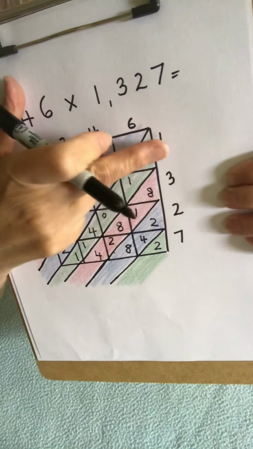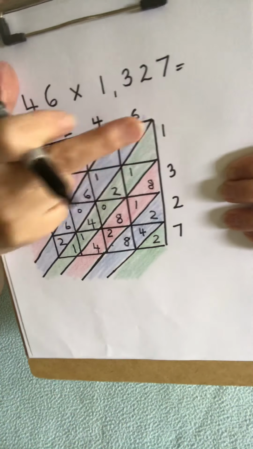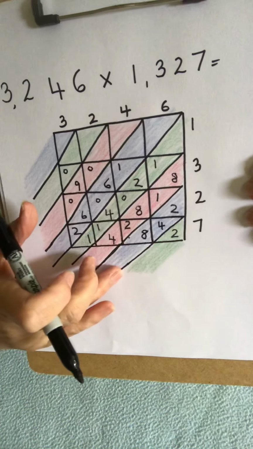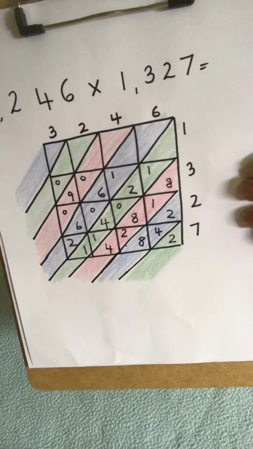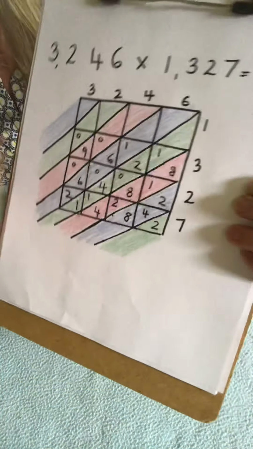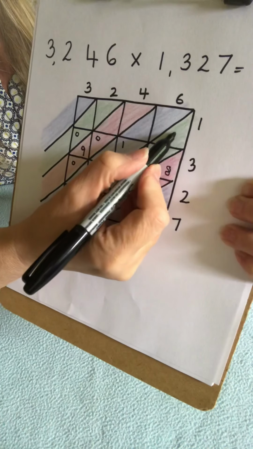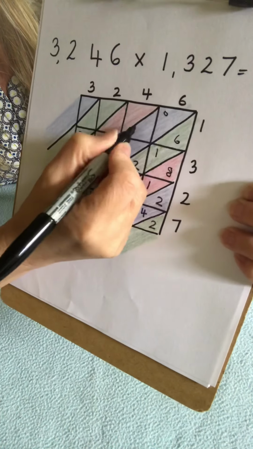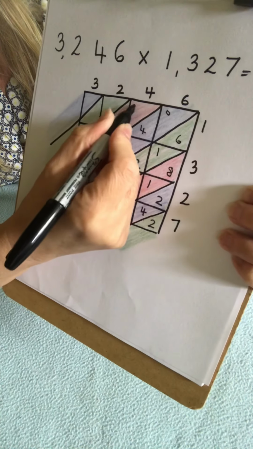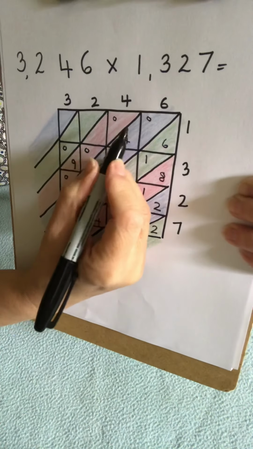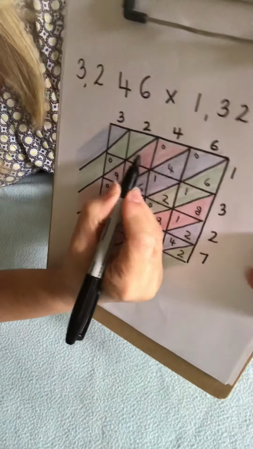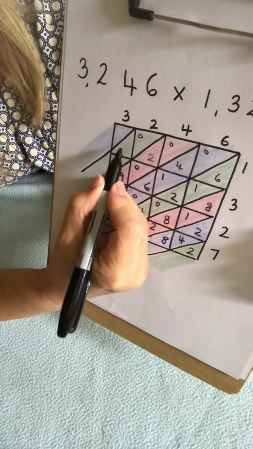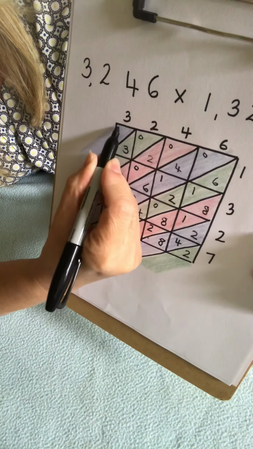Now we're going to multiply by thousands. When we multiply by thousands, our answer starts in the thousands. And we have 1, 2, 3 zeros. 3 sections with no answer. 1 times 6 is 6. Again, if you want to put your 0, you can. 1 times 4 is 4. 1 times 2 is 2. And 1 times 3 is 3.